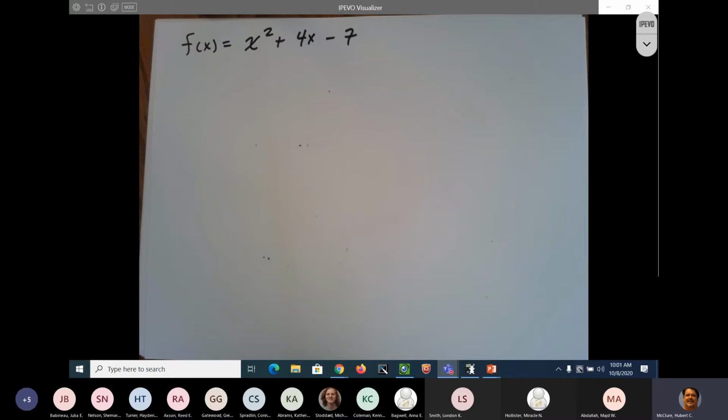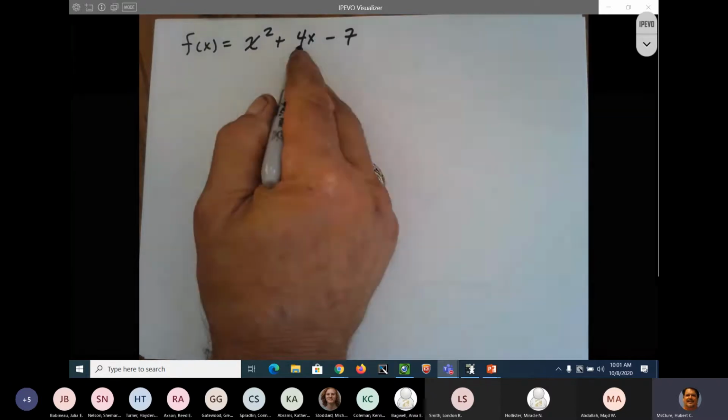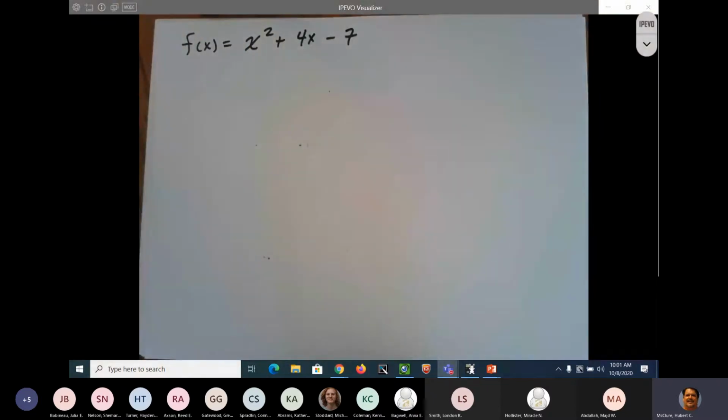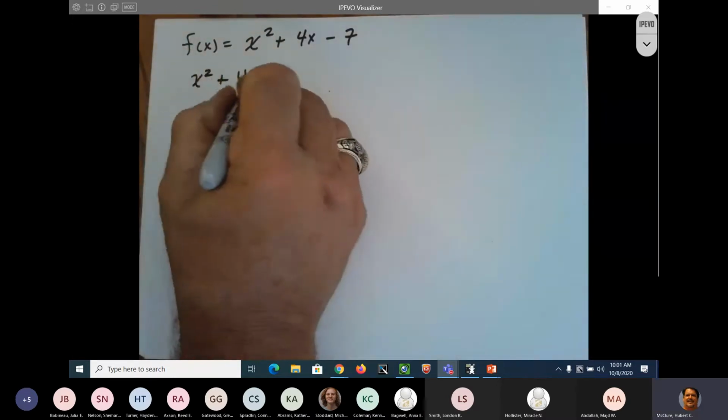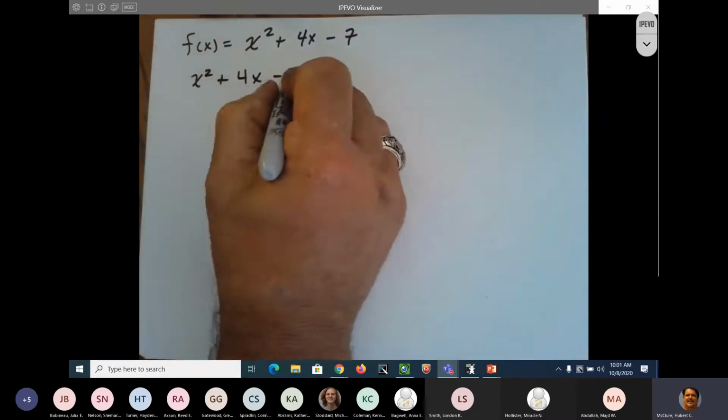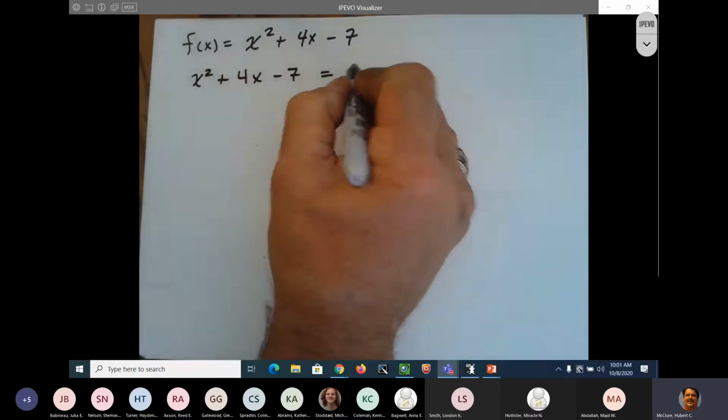You can't factor it because 1 and 7 will only give you a 6 or an 8. You can't get a 4 from 1 times 7. So it's not factorable. It's not a shortcut. So we're going to do it. First thing you do is set equal to 0. X squared plus 4x minus 7 is equal to 0.